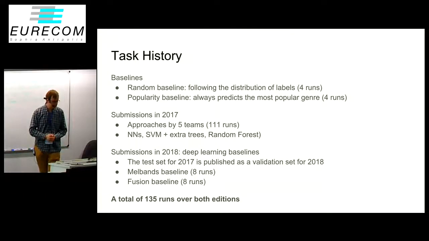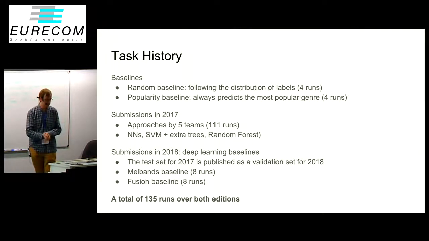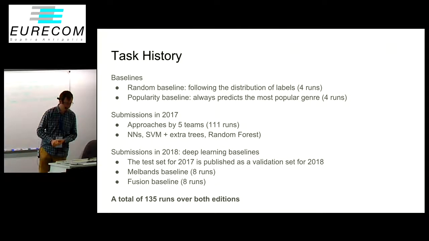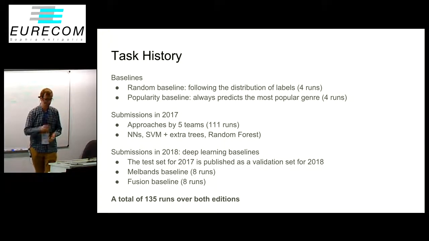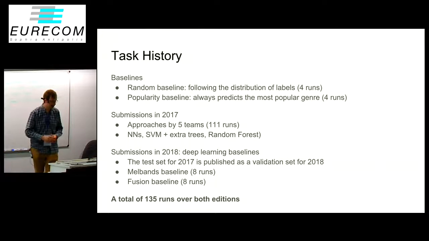So a bit of task history. We, as I said, ran this for the first time last year. This year we're presenting it for the second time. For the evaluation last year we had two baselines, one which was a random baseline, just based on the distribution of the labels in the data set, and a popularity baseline which always predicted the most popular genre in the data set. We had 5 teams submitting last year, with a number of different methods, so neural networks, support vector machines, random forest, so about 100 runs last year.